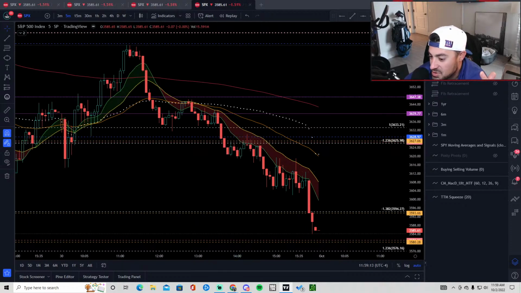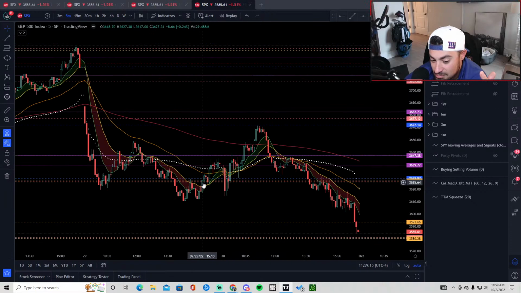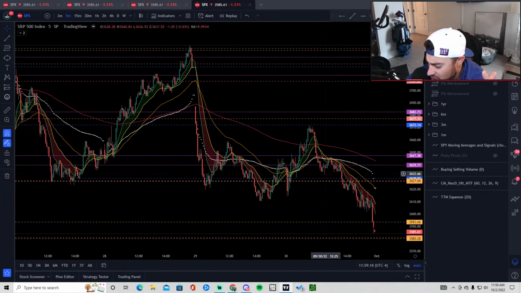So with fibs, what do you mean right to left versus left to right? Oh, it depends on the trend.